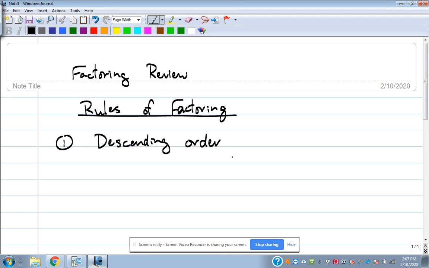Descending order means by the exponents on the variable. So with quadratics, your x squared comes first, then the plain x, and then the number. So descending order, highest power to the lowest power. That's what that means.